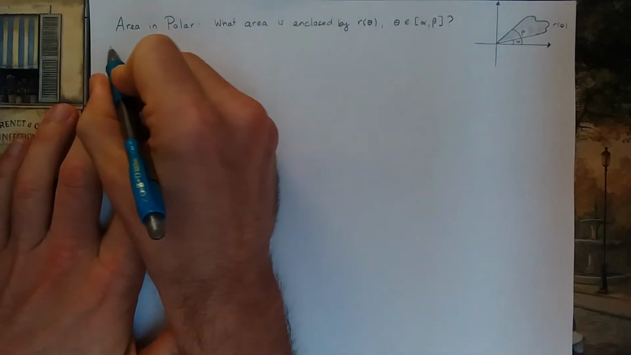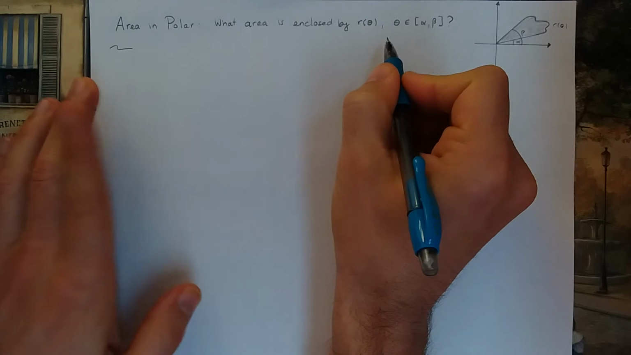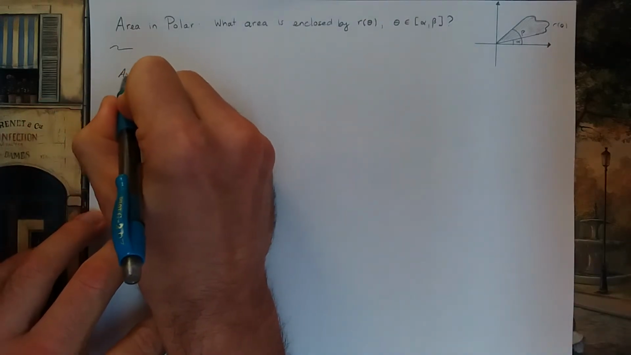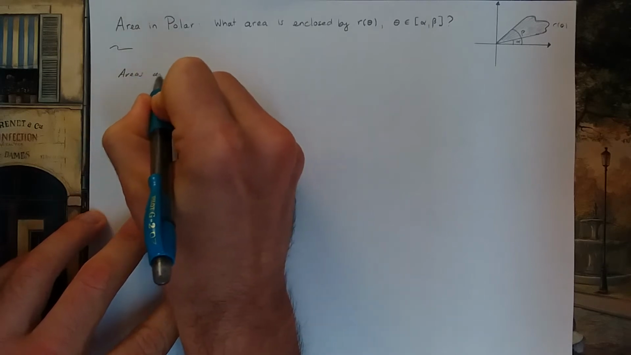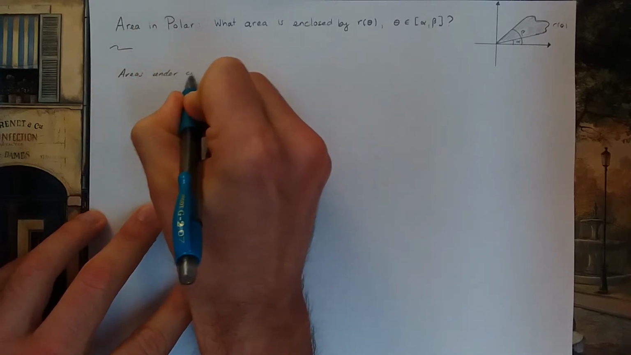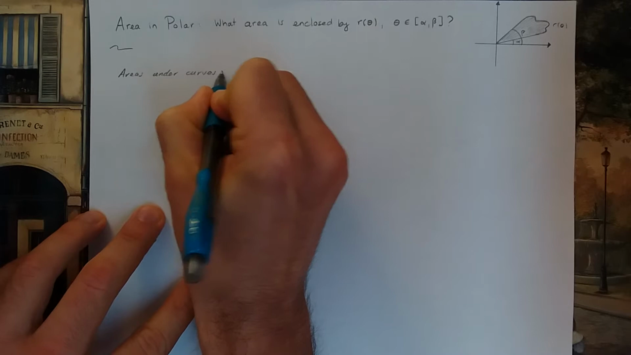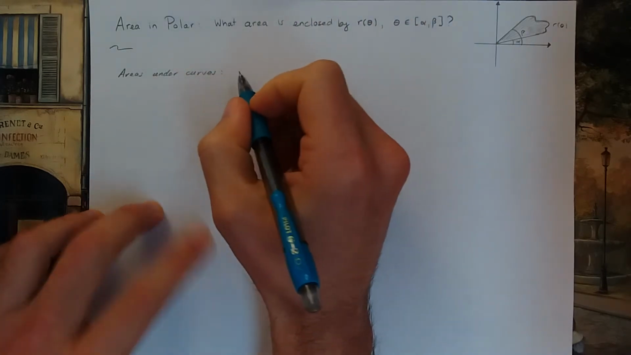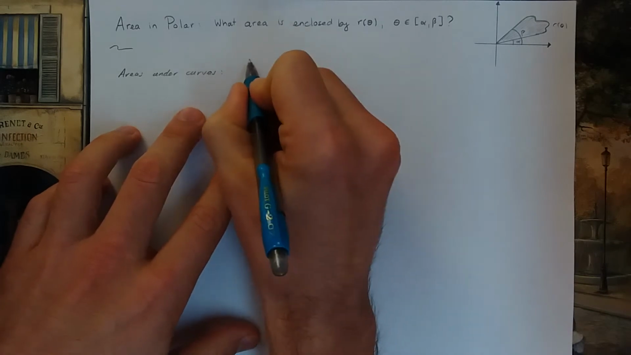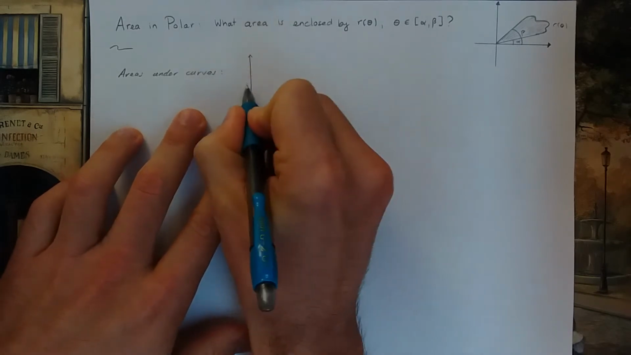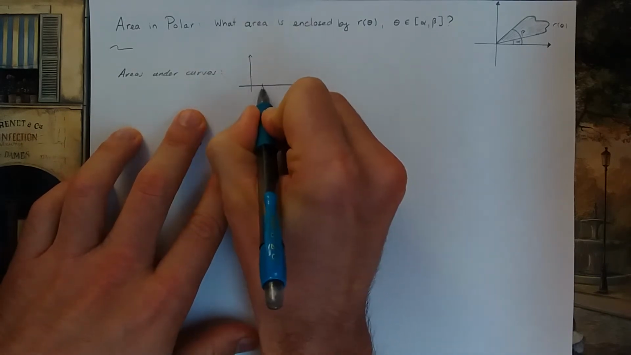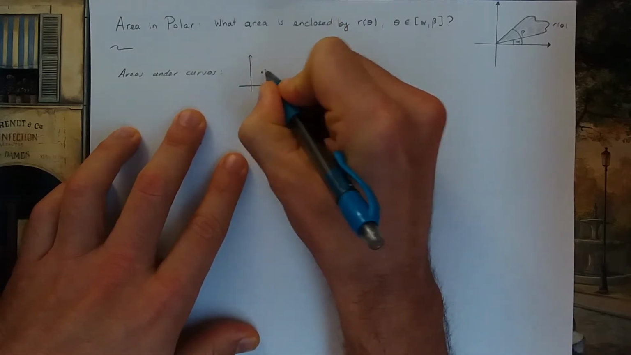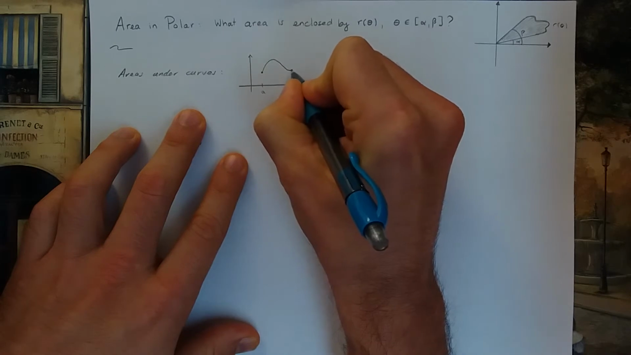So I'd like to solve this problem, but first, before we get there, I want to remind you of areas under curves. We're going to adapt the same argument that we did in Calculus 1 to find areas under curves. So here was the idea from back then. You have an interval from A to B and a function on that interval. So here's a function f of x.